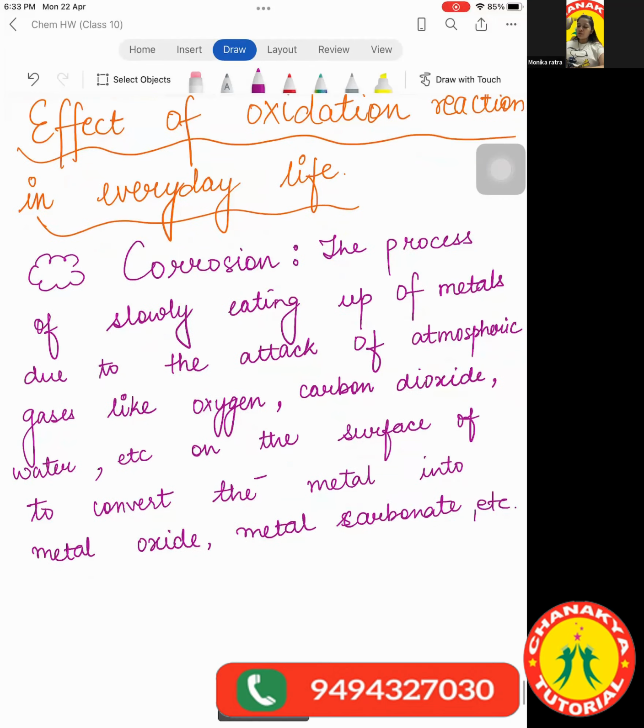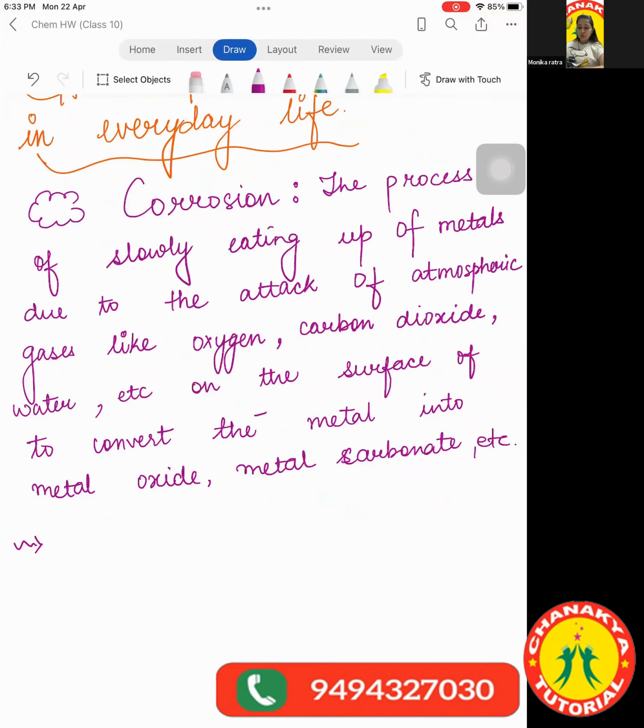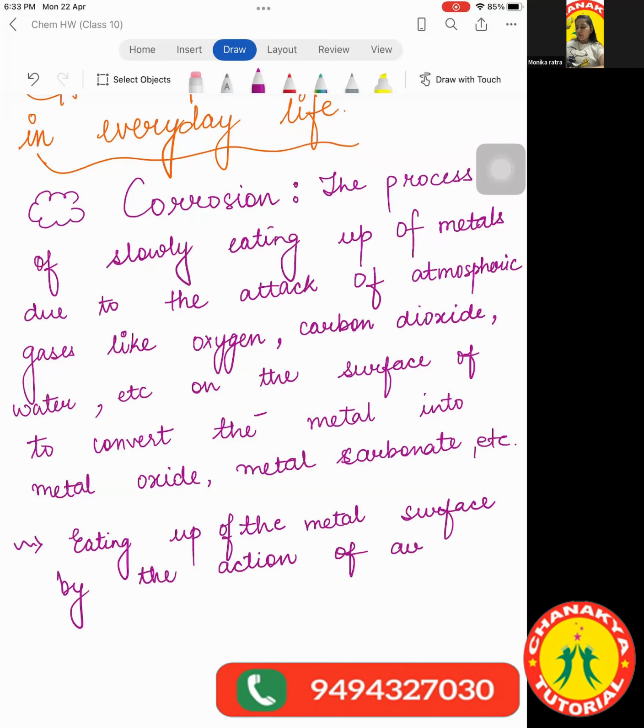There are other definitions of corrosion also, the easier ones. The first one could be eating up of the metal surface by the action of air and moisture. Mentioning air and moisture is important though. If you haven't written, then you should write. Then the other definition is degradation of the metal surface by the action of, again, air and moisture. I hope the definition is clear.